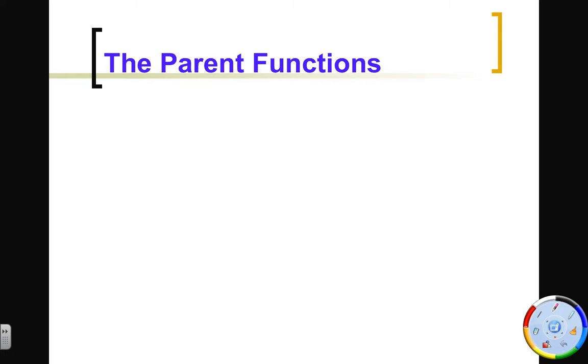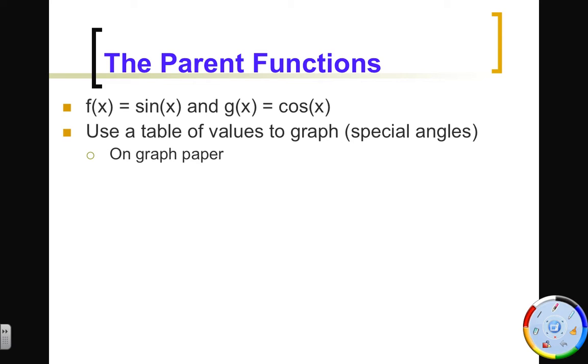Let's take a look at the parent functions. We're going to look at f of x being sine of x, and g of x equal to cosine of x. We're going to use a basic table to create values to graph, first of all, sine. I'm going to start us in red, and I'm going to put x values way over here. Here's our basic 5, and everything comes down to 5 in this.